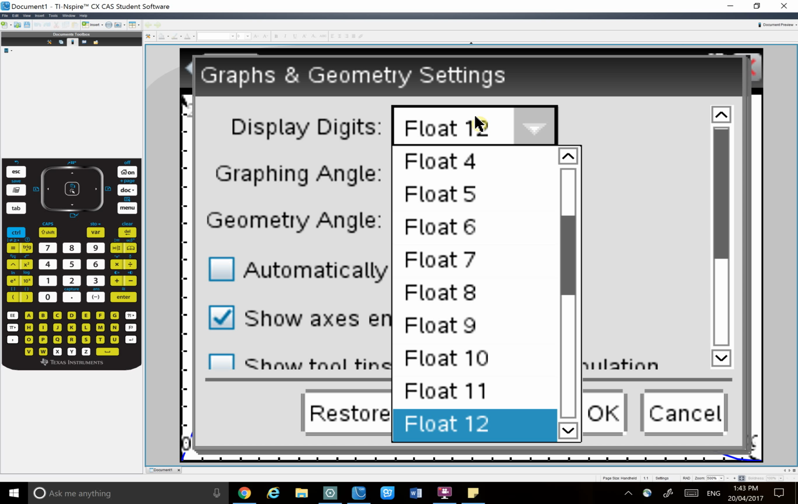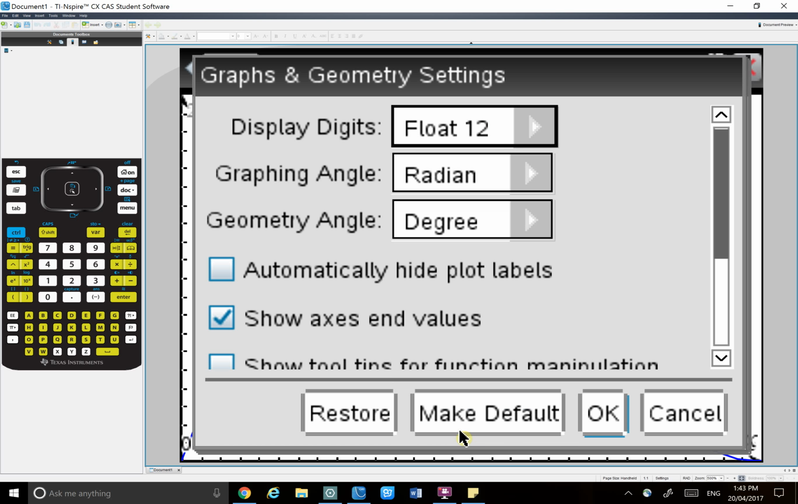If you have something like 1 million, that's already a lot of significant figures, and then there will be only a couple of decimals. So according to different questions, you need to adjust this float. I would say put on a higher float, like 12 or something like that.